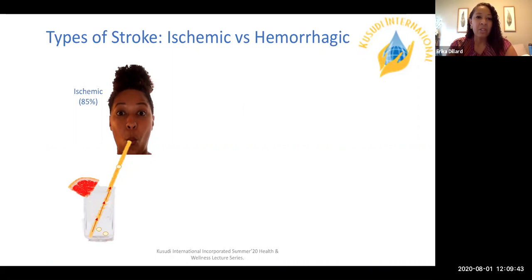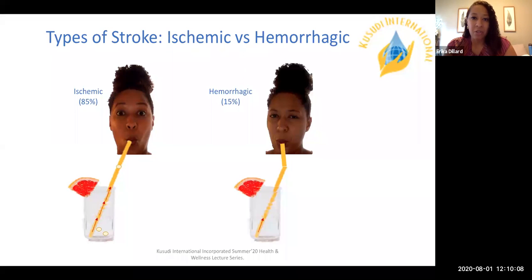This is very similar to how an ischemic stroke occurs. A clot can get lodged in an artery, and at that point, blood will not be able to pass. So the area that artery delivers blood and oxygen to does not receive its appropriate supply of blood.